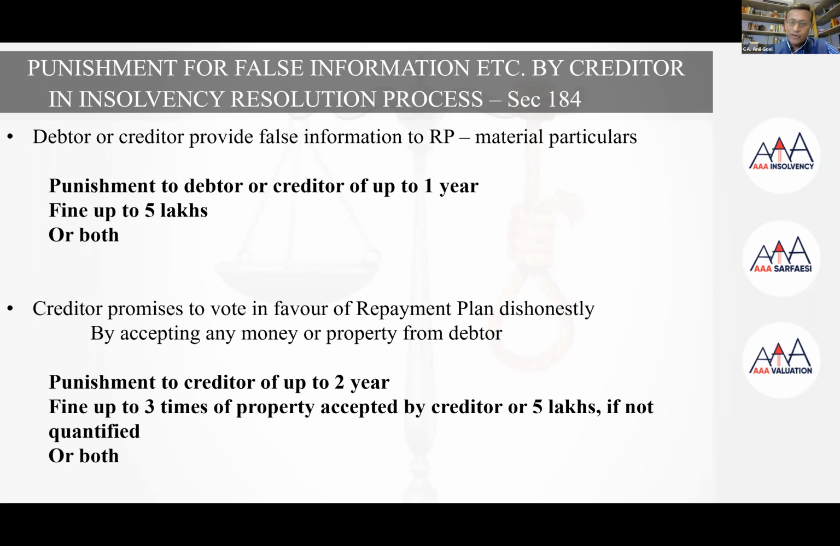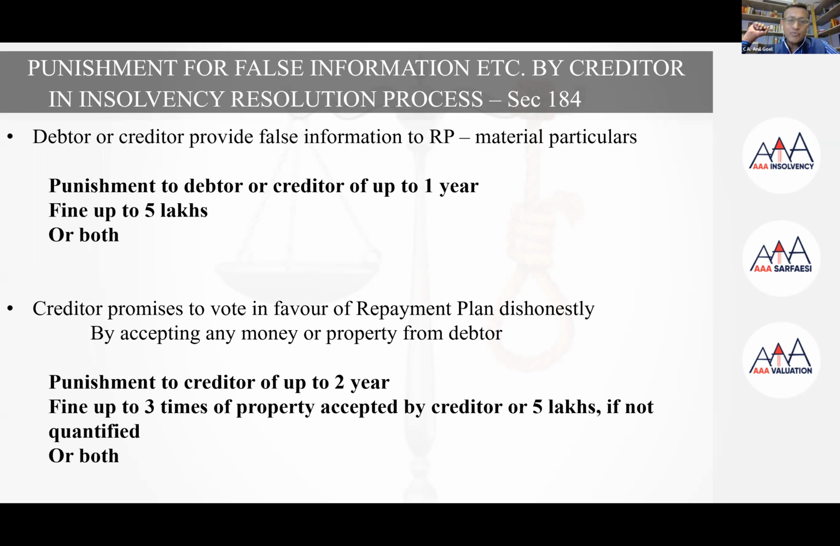So when I was speaking about the avoidance transactions, I was saying that the filing of the application is the duty of BT only and not the RP. Now for this prosecution, for the offenses, even RP can report to IBBI or even BT can report to IBBI. So let us first see section 184, which provides that the debtor or creditor provides false information to RP.